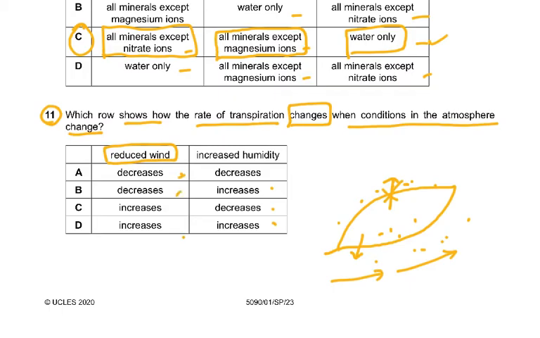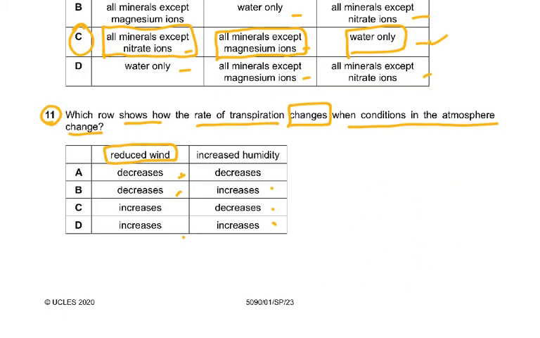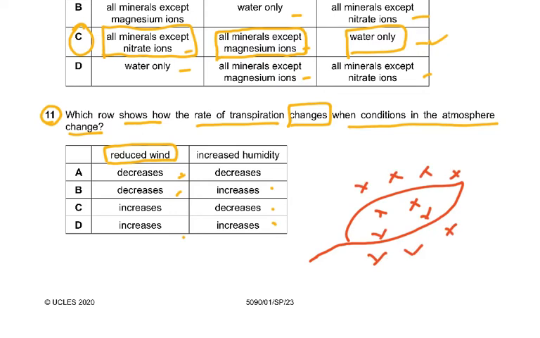So it can be this or this. Now when there's increased humidity, what does that mean? Say this is a leaf, and inside we have water vapors, and outside also we have a lot of water vapors. So increased humidity outside as well. So the rate of transpiration is going to decrease. So that is why the answer is A, because reduced wind decreases it and increased humidity also decreases it. So the answer is going to be A.